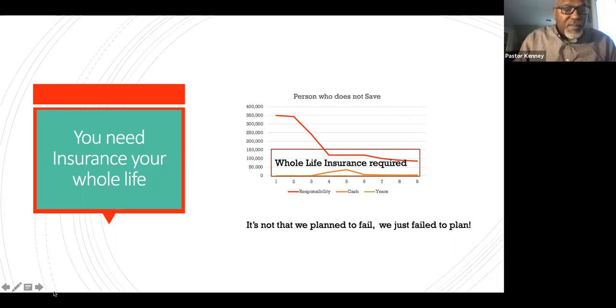So whole life does make sense for a person who, if you're 60 years old and you don't have $400, you need a whole life insurance policy, especially if you have a wife and children, or if you want to leave some kind of inheritance for your children or grandchildren. That's your only option.